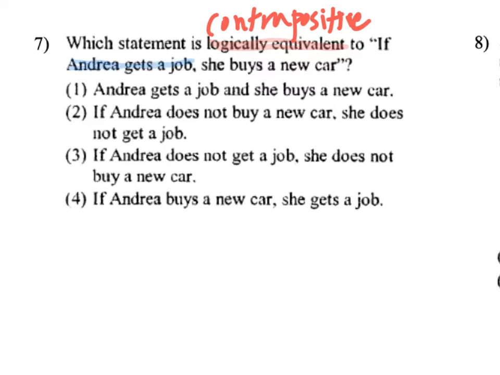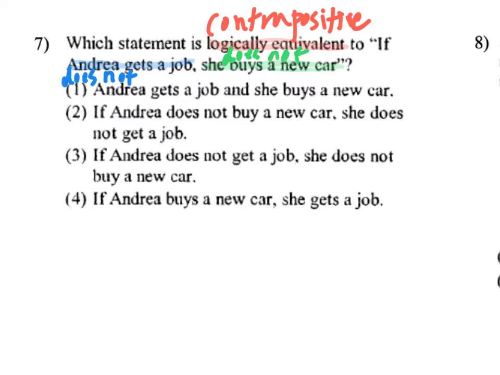To negate it, I'm going to either add the word not or take away the word not if it's already there. I don't have the word not here, so I'm going to add the word not, right? So if Andrea does not get a job, does not, to make it more grammatically correct. If Andrea does not get a job, then she buys a new car. Oh, whoops. She buys a new car, right? I'm going to negate that as well by adding a not in there. She does not buy a new car, right?